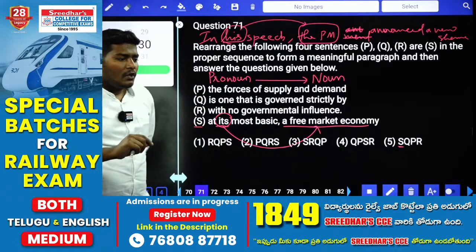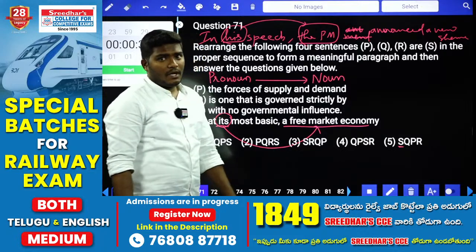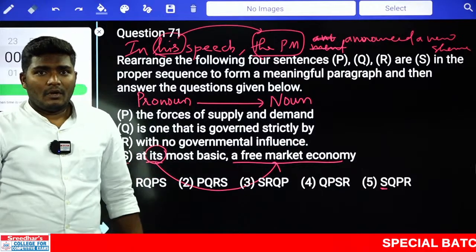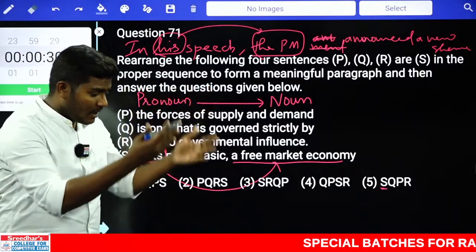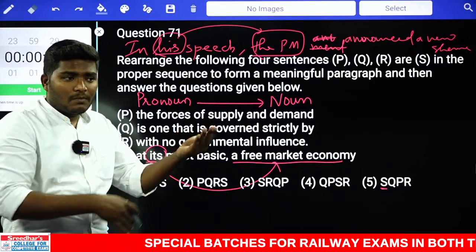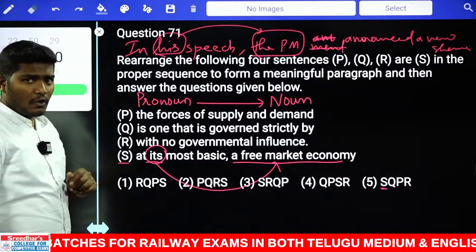Now you already know the logic, but the point is, how do we identify? How do we know that in this sentence the pronoun is at the beginning and the noun is the second word? Till now we have followed the noun in the beginning, and after that we come across the pronoun. But now it is completely opposite. First the pronoun comes, after that the noun comes. Very simple. Let me tell you how it works.